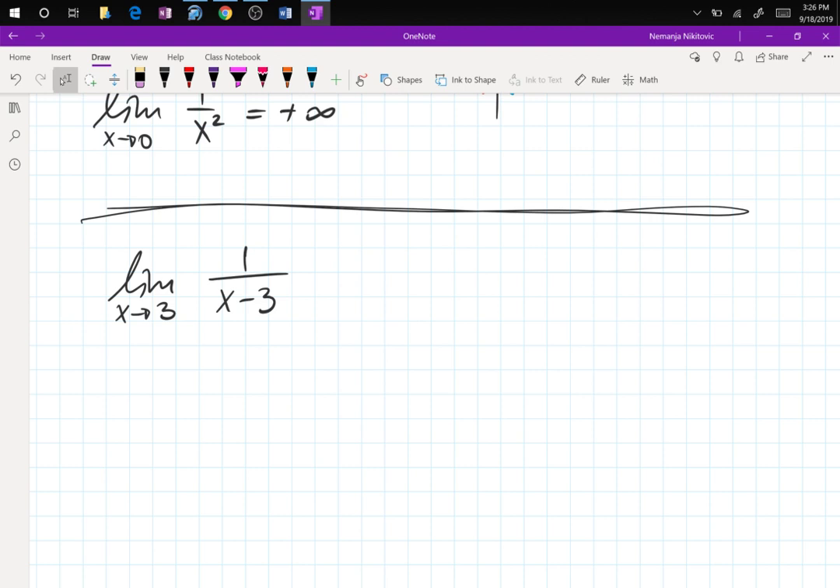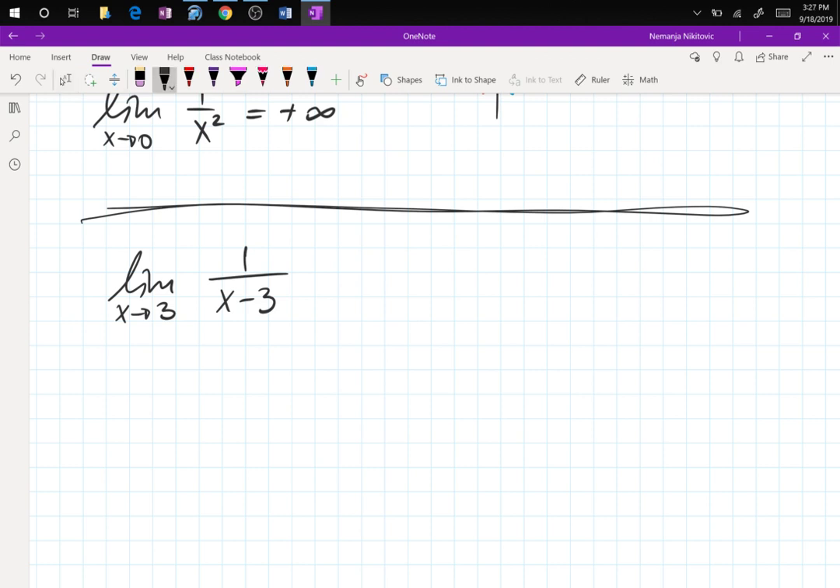What kind of graph is this? What is the basic graph for this one? 1 over x, beautiful. And how is this graph different than 1 over x? It's minus 3. What does the minus 3 do when it's directly attached to x? It shifts it to the positive direction, so to the right.